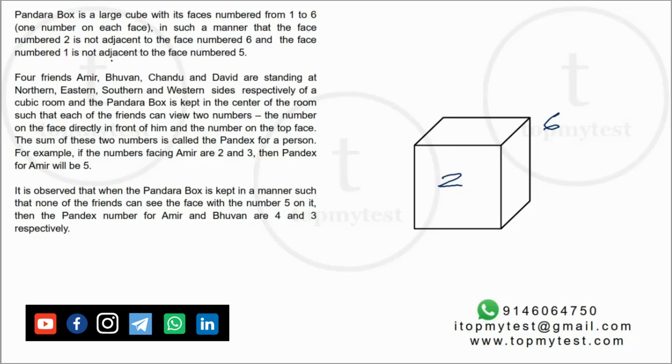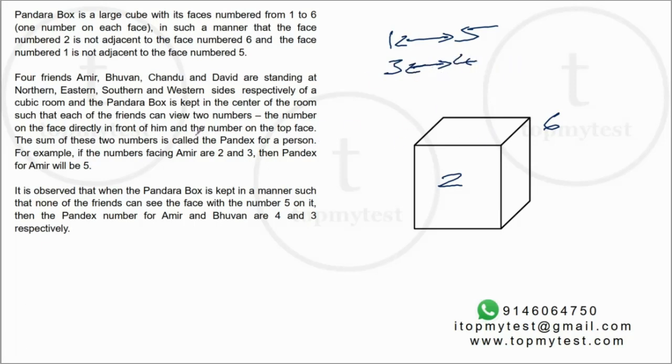1 is not adjacent to face 5. So 1 has to be opposite 5. And the remaining 2 numbers will be 3 and 4. 3 will be opposite 4. Now let's see how the cube is actually placed, right?